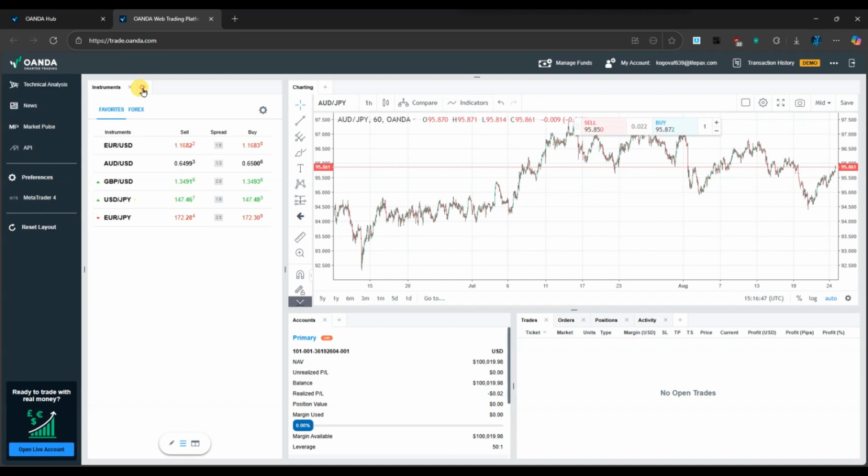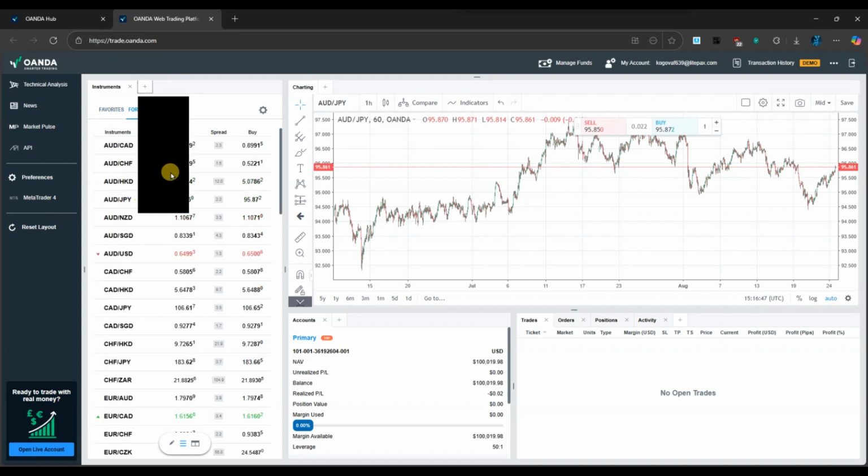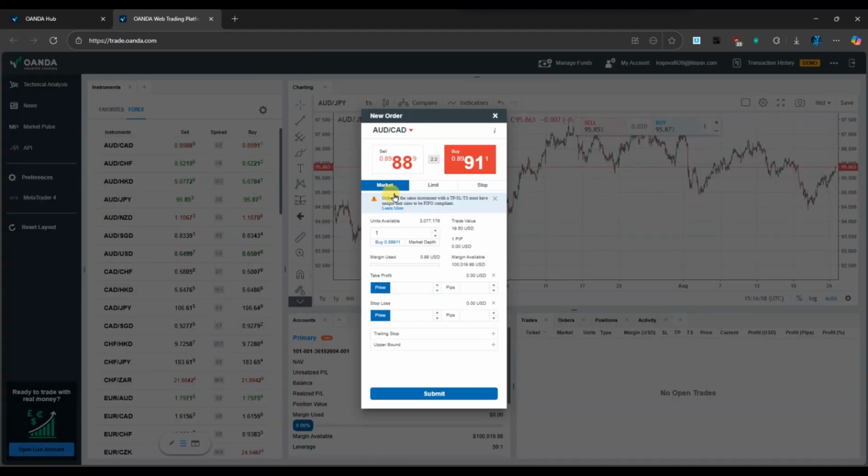You can open buy or sell trades, set stop losses, and take profits exactly as you would in a real trading environment. The demo account is the safest way to learn the platform, build confidence, and develop your trading style. Once you feel ready, you can switch to a live account and start trading with real funds.